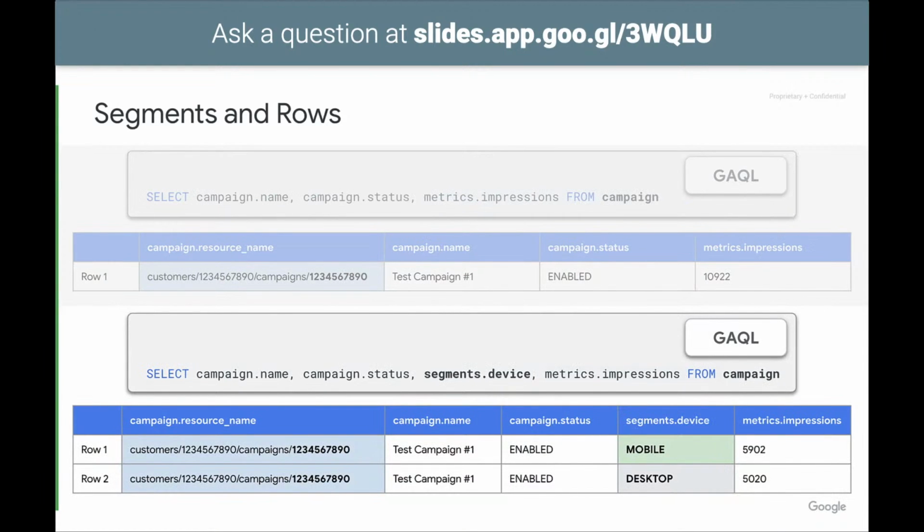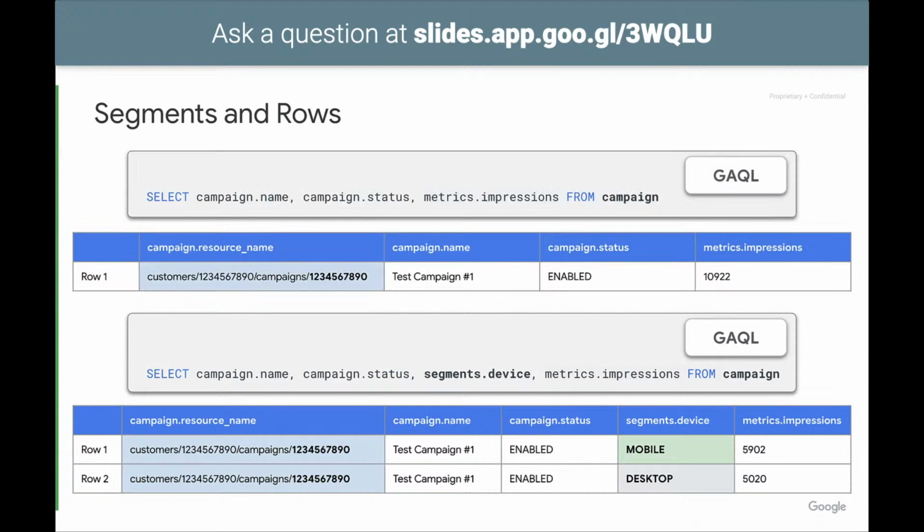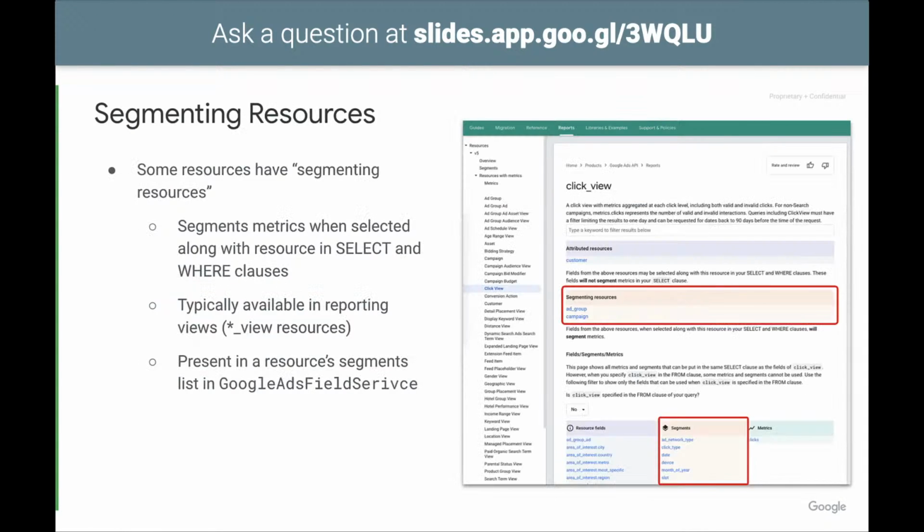But when we add segments.device, we get this additional column, segments.device, and this also breaks out that first row into 2 separate rows here, one for each segment, one for each device that people use to view your ads. And here's the side-by-side view of those, or top and bottom.